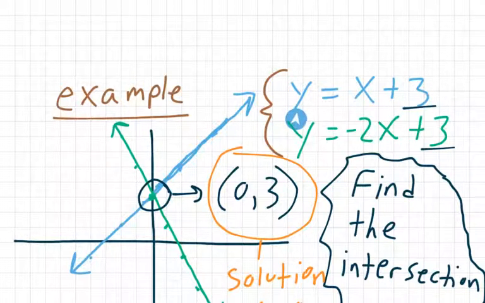3 equals 0 plus 3. Well, that works. 3 equals 0 plus 3, because negative 2 times 0 is 0. So yeah, this right here checks out both of these. So number 1 is done. Let's go on to number 2.